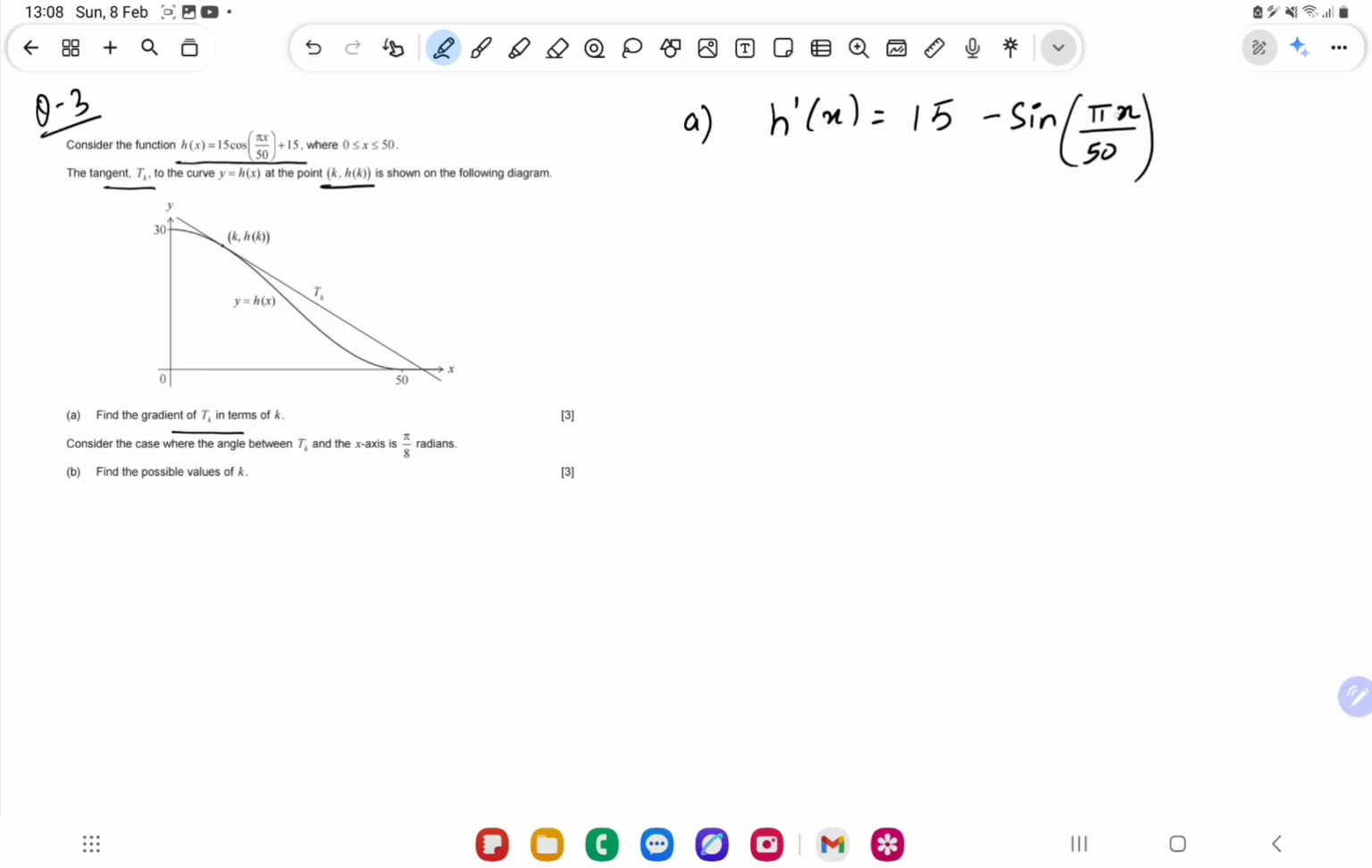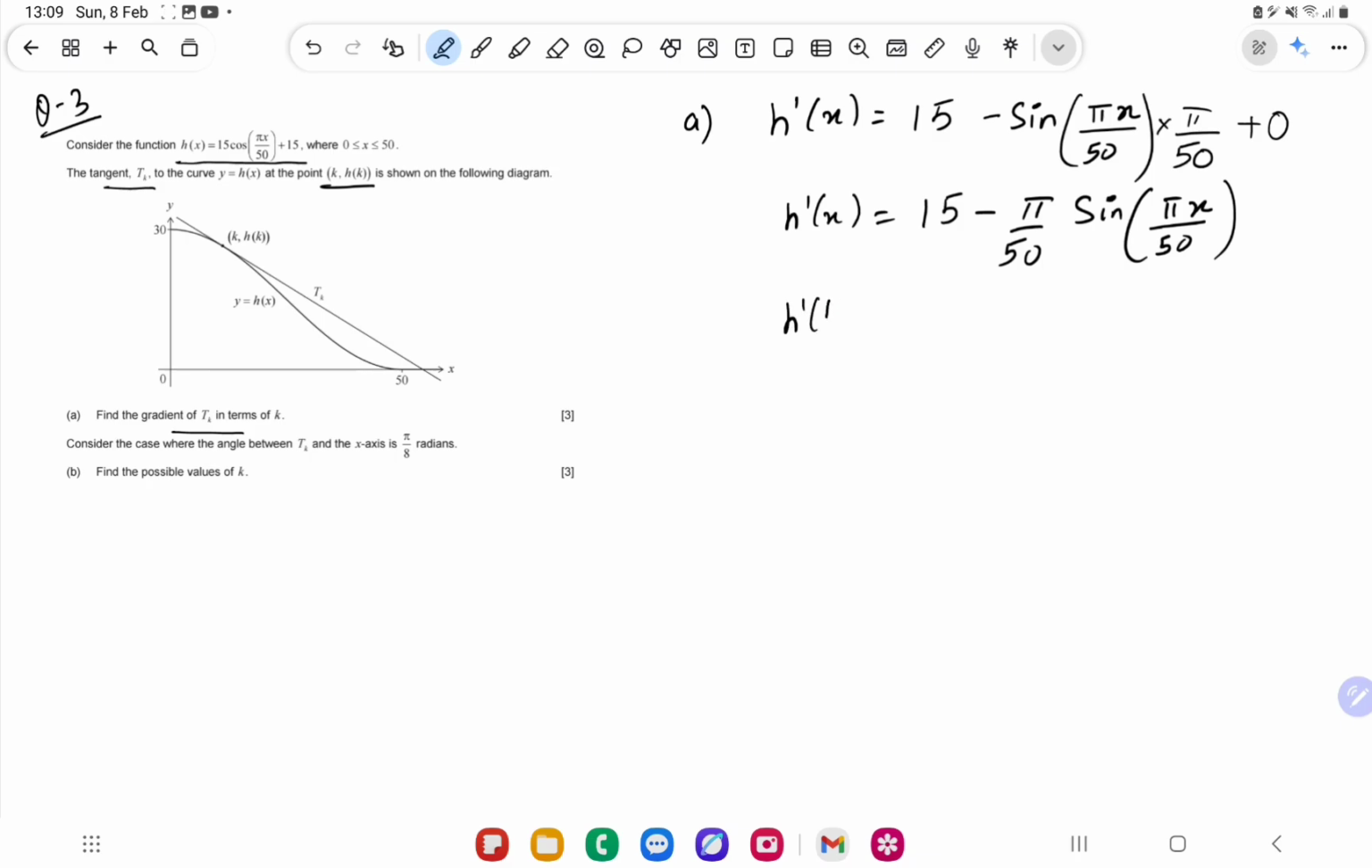We also have to take the derivative of pi x by 50, which is nothing but pi by 50, as the derivative of x is 1. And 15 is a constant, so the derivative of 15 becomes 0. So I can write it as 15 minus pi by 50, and I am just rearranging sine pi x by 50. This is how I get the gradient of T_k in terms of k. We have to write it in terms of k, so I can replace x by k and write it as pi by 50 sine pi k by 50. So this is my part A answer.